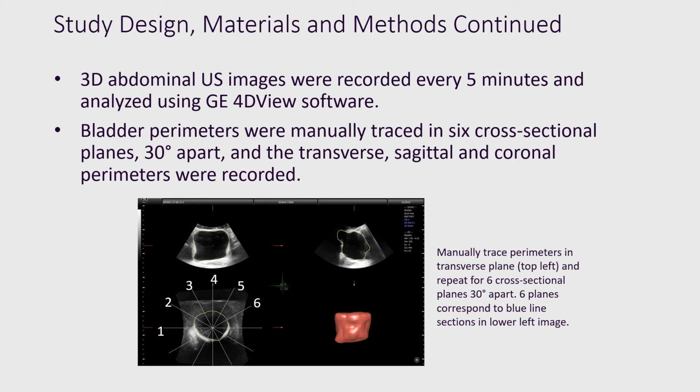During the bladder fill cycles, 3D abdominal ultrasound images were recorded every 5 minutes and analyzed using GE's 4D View software. As you can see in this image, bladder perimeters were manually traced in 6 cross-sectional planes, each 30 degrees apart, and the transverse, sagittal, and coronal perimeters were recorded.